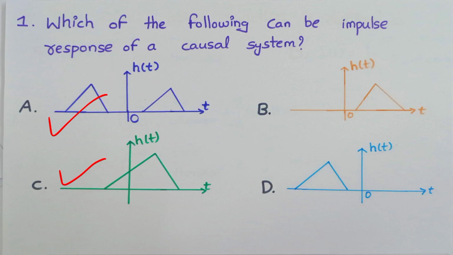And one more question also there, that is, sometimes they will ask to find the anti-causal system. An anti-causal system is nothing but the system whose impulse response is present only in the negative time axis. It is exactly opposite to the causal system. Here option D is the example for an anti-causal system. Okay, it's about the first question.